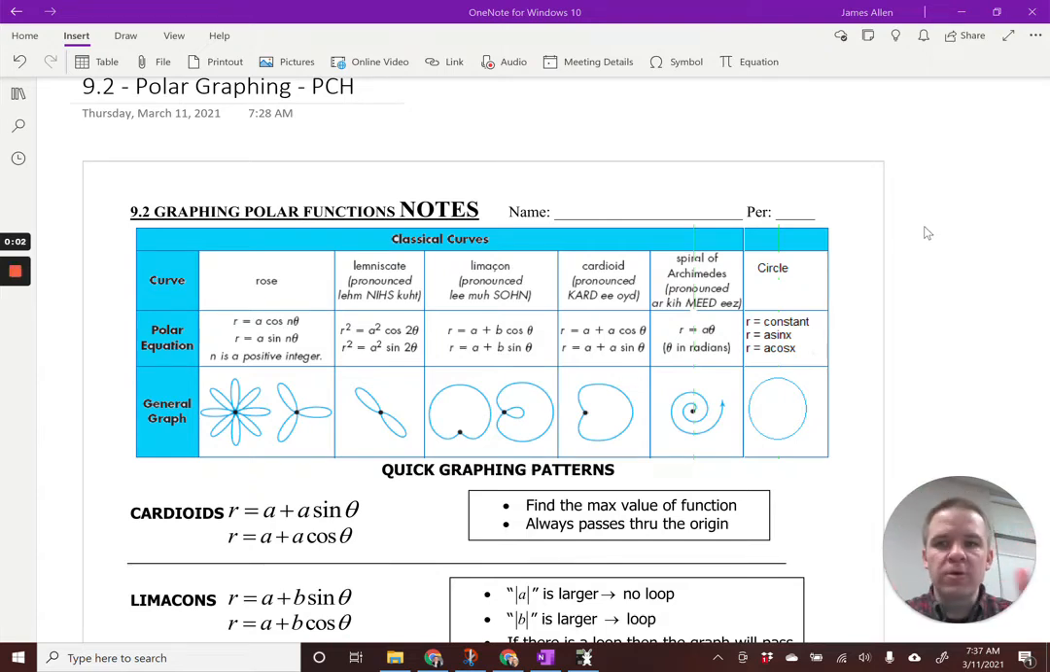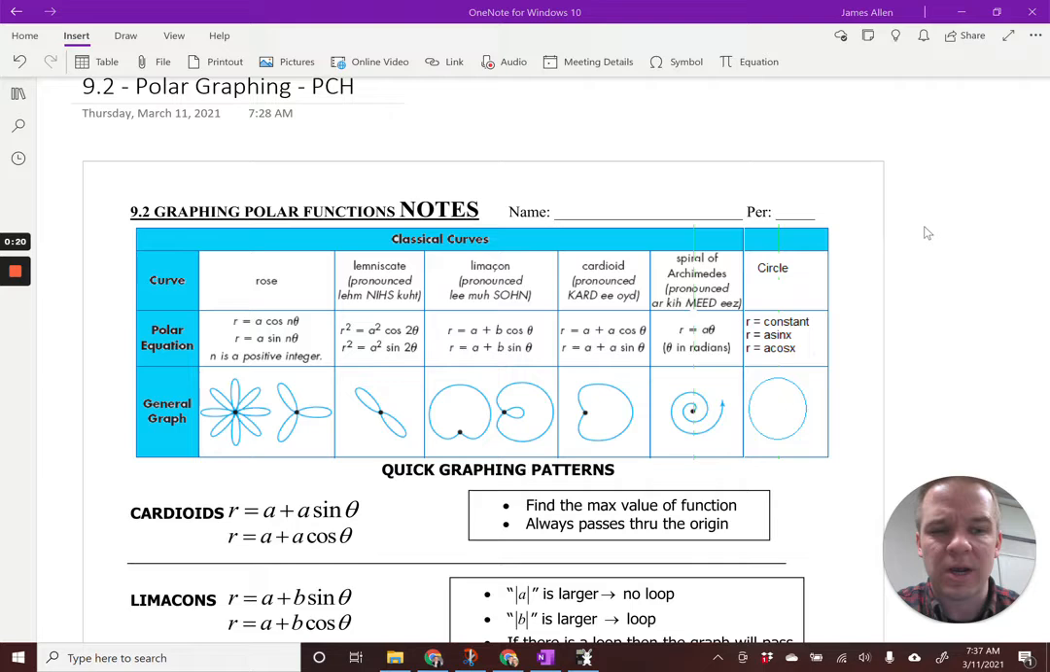Woohoo! We're going to be graphing now today, and it's going to be awesome. All right, so there's a lot of information here. We got some nice little formulas, general equations for these various graphs. We're going to be graphing in polar. It's going to be awesome. Look at all these fun little shapes here.